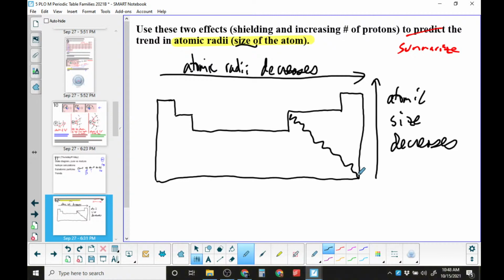Now on this side, if we add electrons into the same shell, would you expect the atom to be smaller or bigger? Donald?